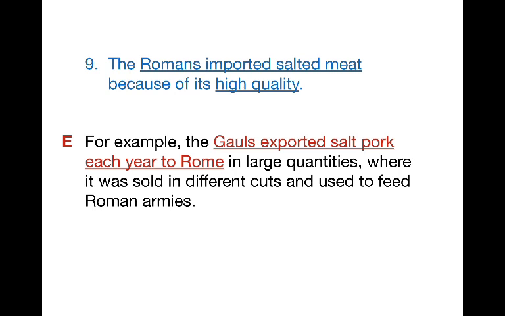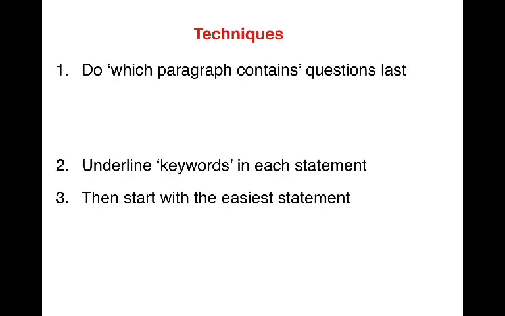So if the Gauls exported salt pork to Rome, that means the Romans did import salted meat, salt pork. But is there any information about the high quality? The answer is no. Again, we don't know whether it's because of high quality or for other reasons, we have to put not given. Now that we've done those true, false, not given questions, let's quickly check our techniques before we carry on.